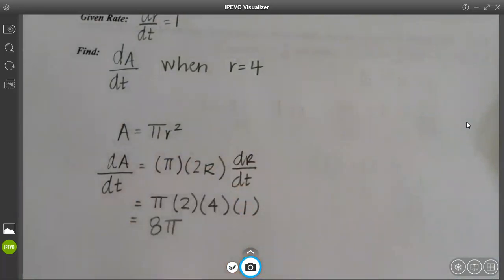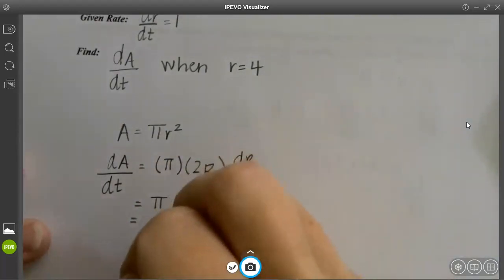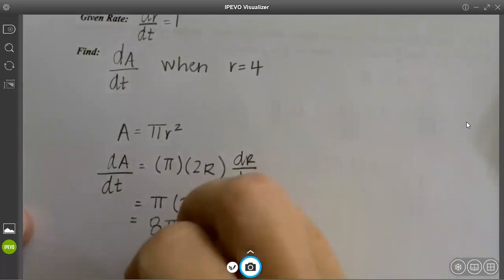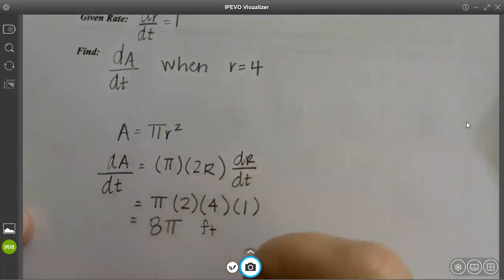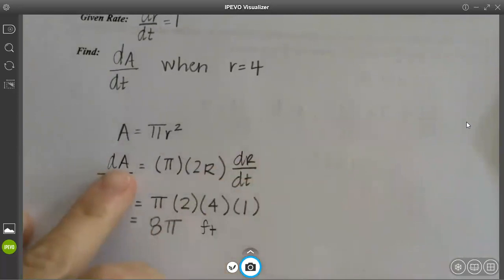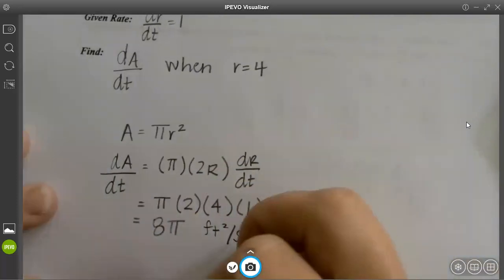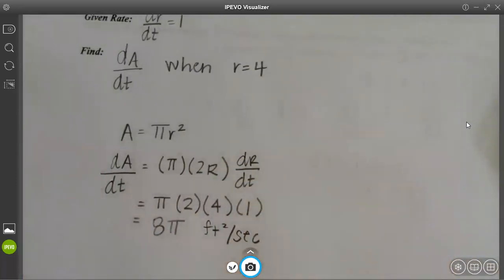You can leave it just like this, or you can change it to the decimal. What are my units? Because units are going to kill y'all if you're not careful. Feet what? What are we looking for? Total what? Area is feet what? Squared. Remember, we're doing feet times feet, so it's 2-dimensional. Feet squared per second. Very good. Just make sure it's squared because it's area. Not too bad, right?